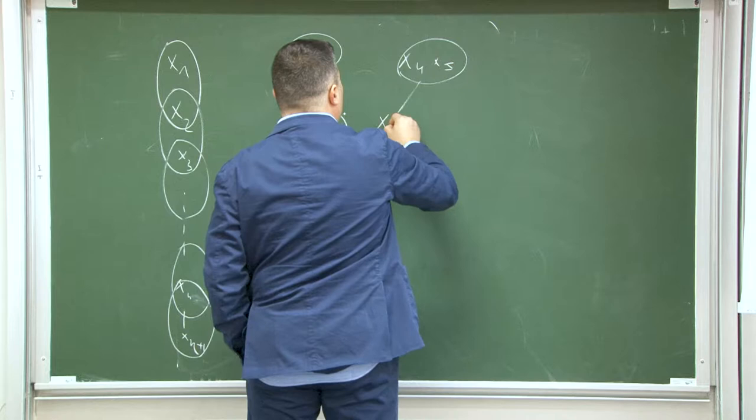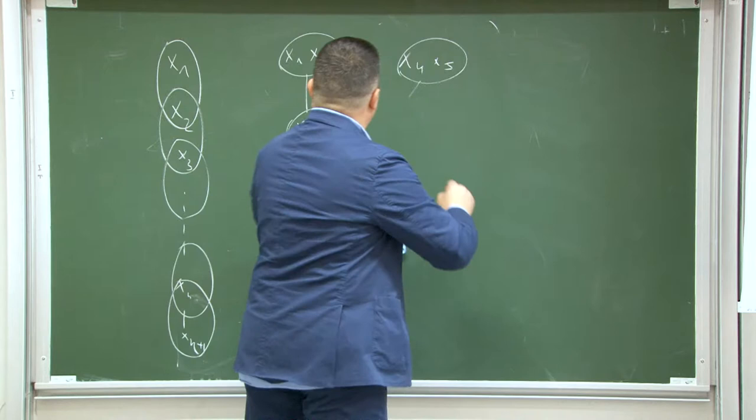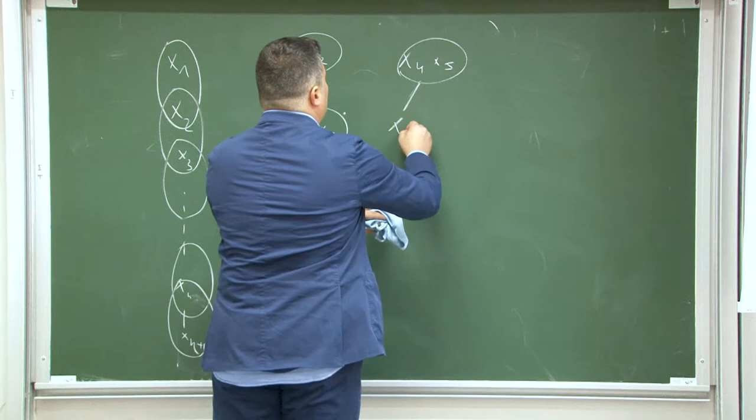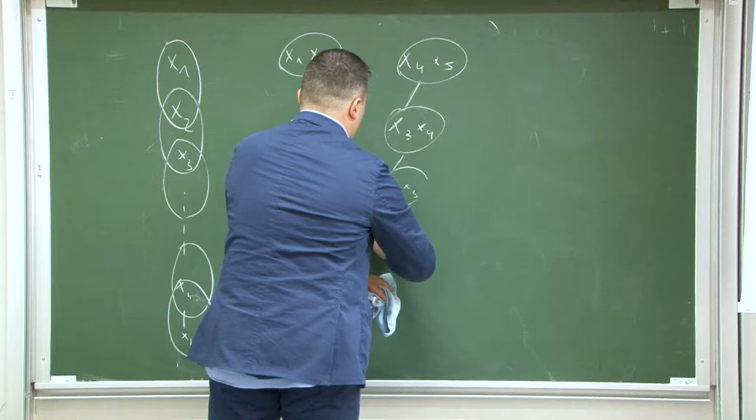On one side, you have x3, x4, x2, x3, or in fact, even better. Why not have x2, x3, no, it doesn't work. x3, x4, x2, x3, x2, x1, right? And on the other side, x5, x6, and so on and so forth.